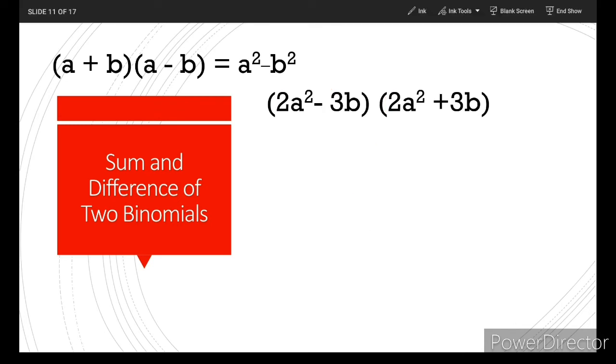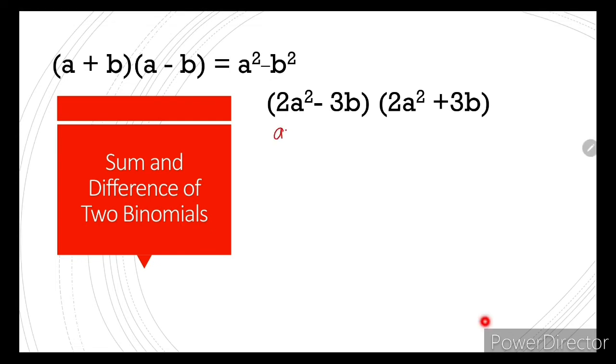So, this is another example. Quantity 2a squared minus 3b multiplied to quantity 2a squared plus 3b. So, we have here, yung a natin dito, siya si 2a squared. Then, si b naman, siya naman si 3b. So, let us substitute lang, a squared, so (2a squared) squared, may squared pa. Minus b squared, (3b) squared.